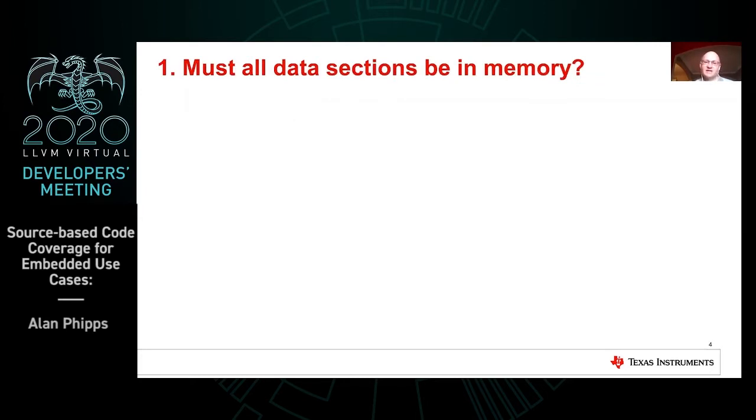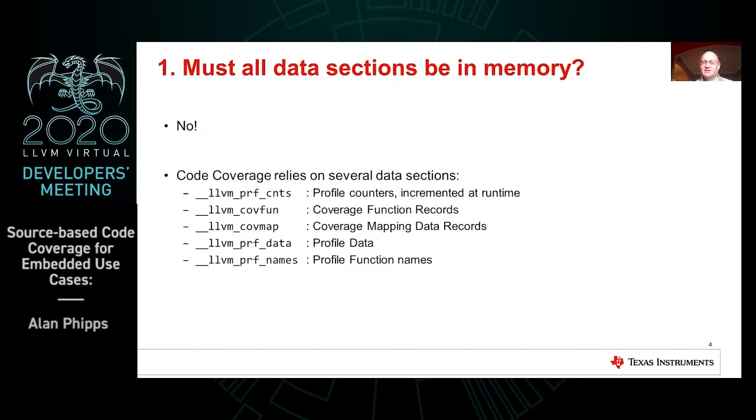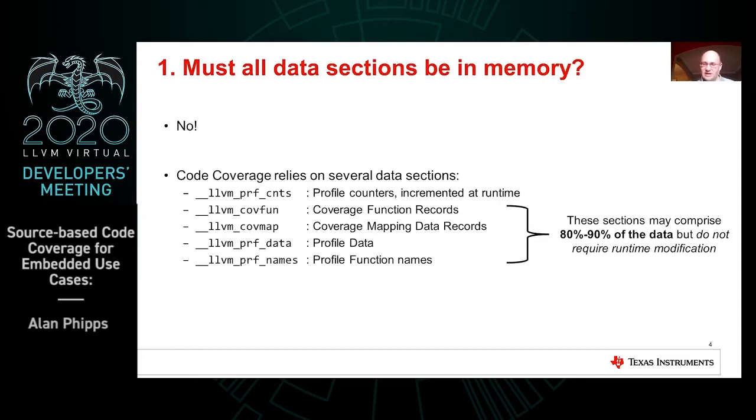The first thing you can do is ask the question, do all code coverage data sections really need to be in memory? No, they really don't. Code coverage relies on several data sections. Out of all of these sections, the only one that really needs to be in memory is the one associated with your profile counters, because that's the one that's actually touched at runtime when you increment the counters as the execution proceeds. The other sections can account for between 80 and 90% of the actual coverage data, but don't require runtime modification. You could move those sections out of memory and just preserve them in the object file.